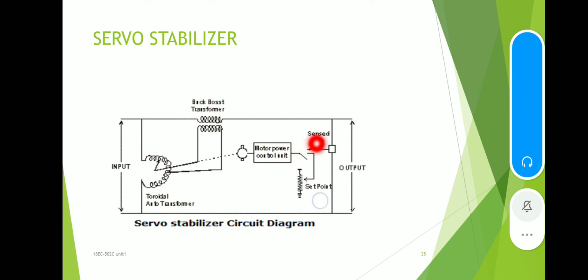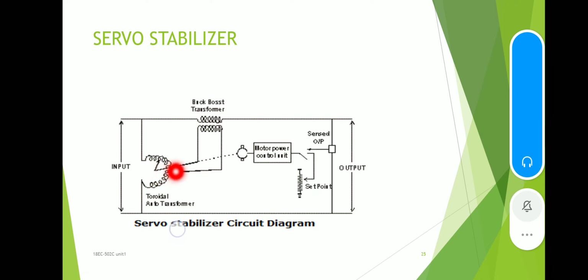The primary of the buck boost transformer is connected to the auto transformer windings. One end is fixed, and one end is movable, connected through the motor. This is the construction of the servo stabilizer.